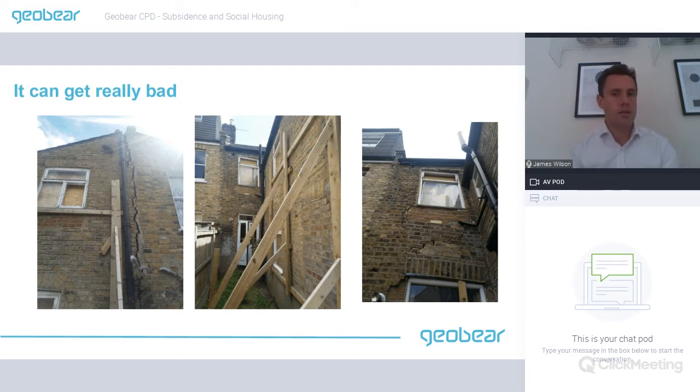And actually the work now to remedy this is very expensive because they're going to have to demolish the whole rear outrigger and actually rebuild it. So leaving it for a long time can have massive consequences. And also it's a big shame when you've got houses like this in an area of great need for housing in North London, and you've got houses like this that are just left void because the subsidence has been allowed to deteriorate over time, when that house could be used for much needed social housing.